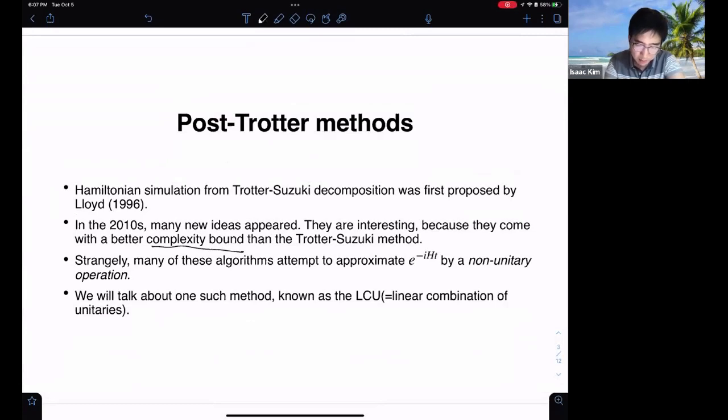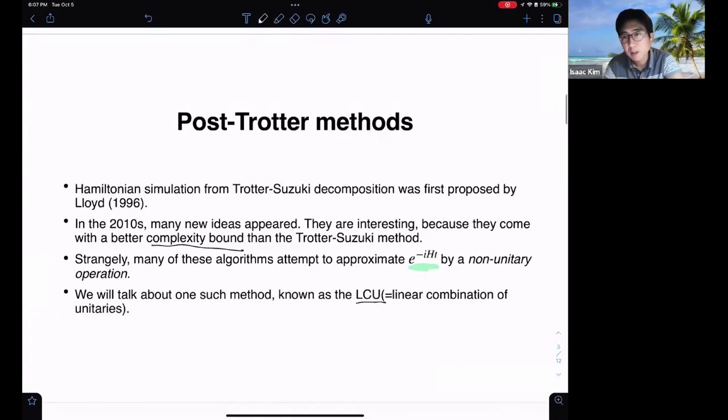And what is very strange about these algorithms is that many of them actually attempt to approximate this e^{-iHt} by a non-unitary operation. So it seems like a very strange thing. Quantum computers are, by definition, a sequence of unitary operations. So it seems strange to approximate this naturally unitary operator by a non-unitary operation. I guess the surprising thing is that this line of thinking actually leads to improvements. And we will talk about the simplest of such methods, known as linear combination of unitaries, applied to a specific setup.